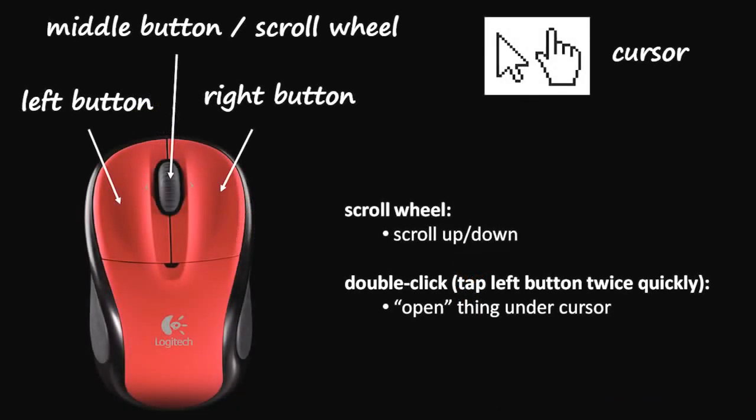Now, as for the scroll wheel on a mouse, it's really just a shortcut for moving the scroll bar up and down. So rather than mousing over and clicking on the scroll bar and dragging up and down, you can just scroll the mouse wheel up to move up, or scroll it down to move down.